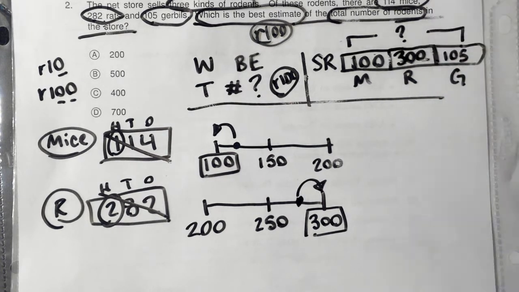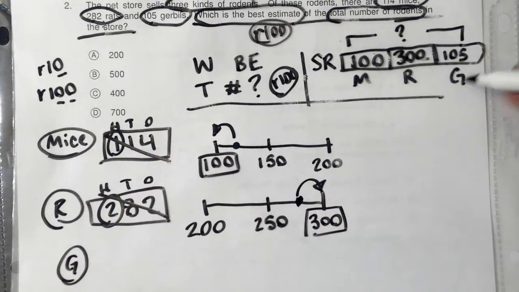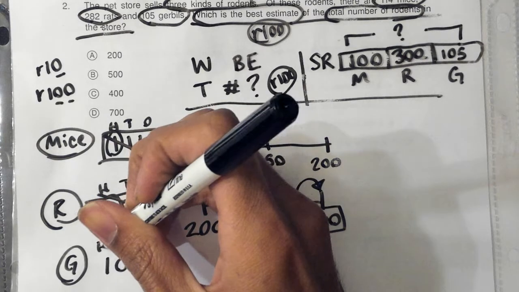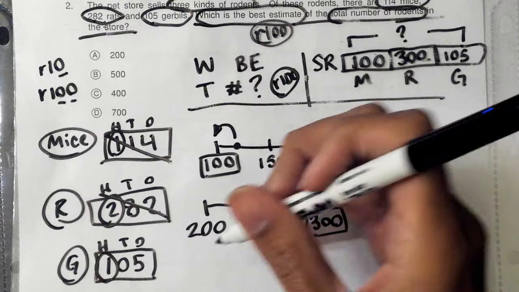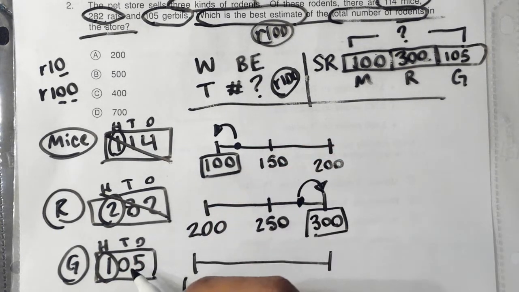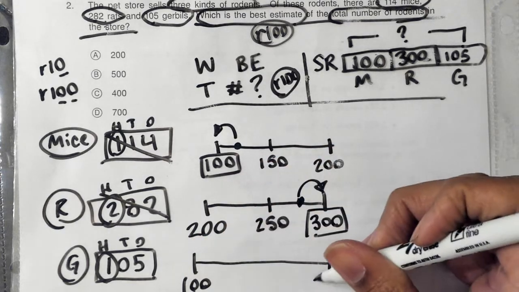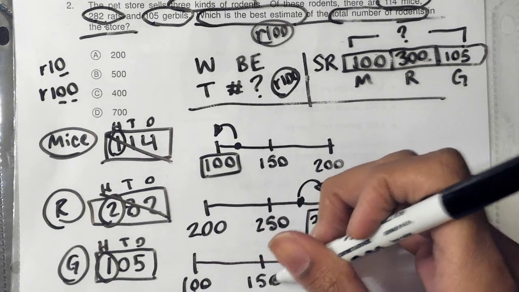Now I need to do gerbils. I'm going to do a G for that one. I have 105 gerbils. Ones, tens, hundreds. Box in your 100. The number that's in the hundreds is 1. So when I do my number line, I start with 100. The rest of the numbers become zeros. The next group of 100 is 200. And my midpoint is 150.